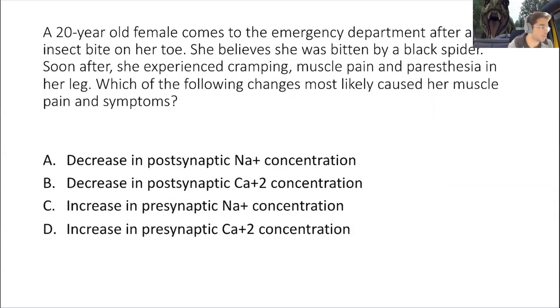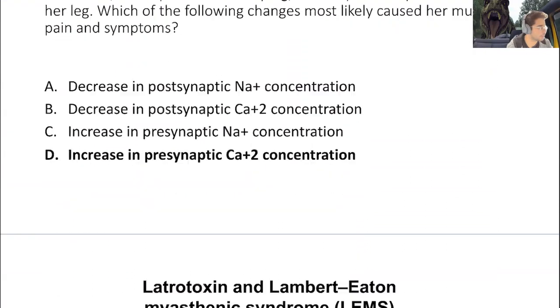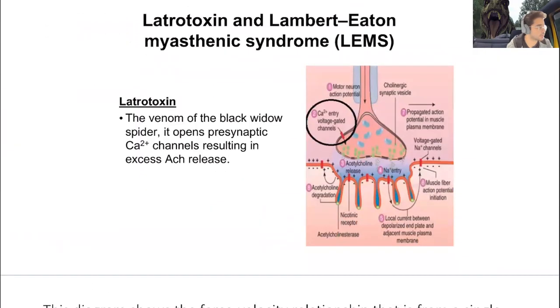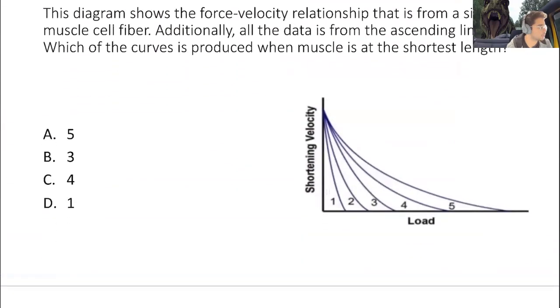For the time being, just learn it as being associated with increased presynaptic calcium concentration, right? It opens these presynaptic channels. It causes excess acetylcholine release. So if you have excess acetylcholine release, guess what? You're getting overstimulation. It's going to lead to a lot of upregulated activity like muscle pain, paresthesias in her legs. Okay. Nicely done, guys. Nicely done. Let's do this one.